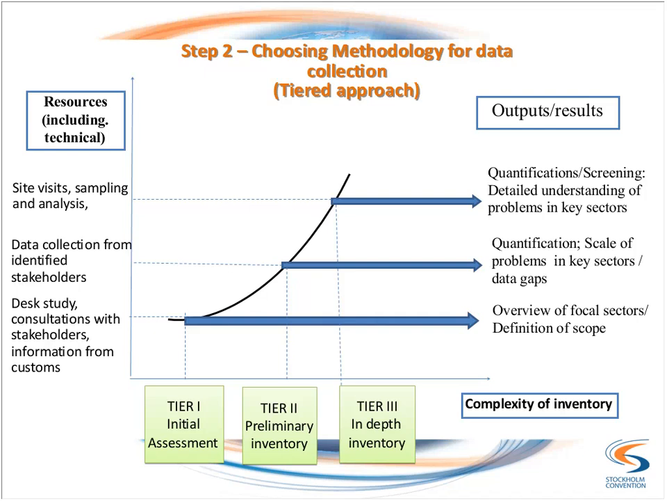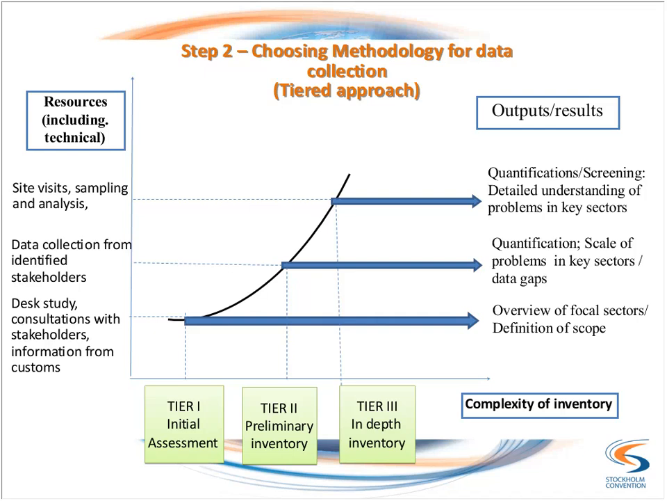Tier 2 is the middle one, where a preliminary inventory can be addressed, and tier 3 goes into an in-depth inventory where you might need to do some sampling, some analysis, maybe visit the different places. In this one, some quantifications or screening might be undertaken, and it might be done for a certain sector.